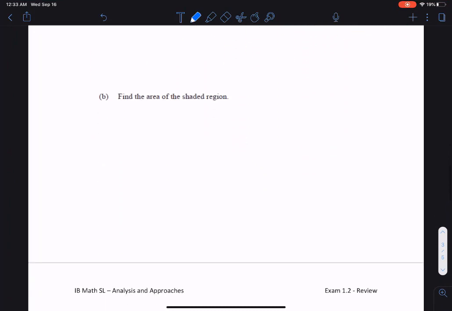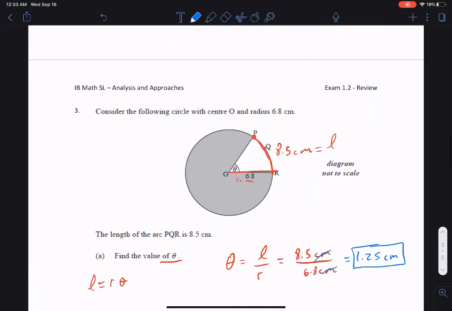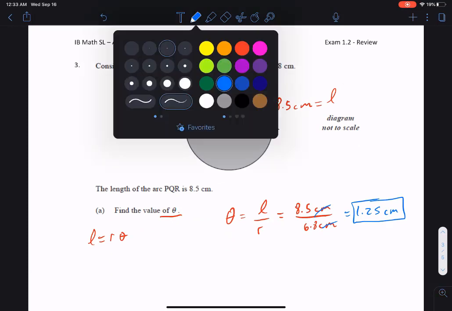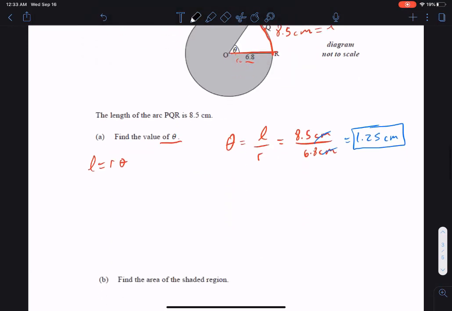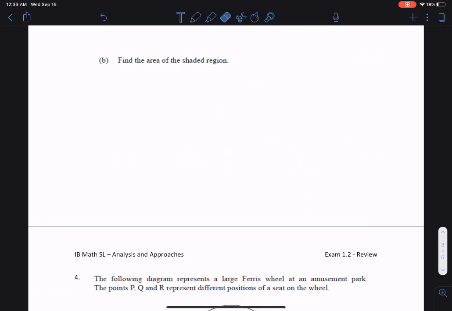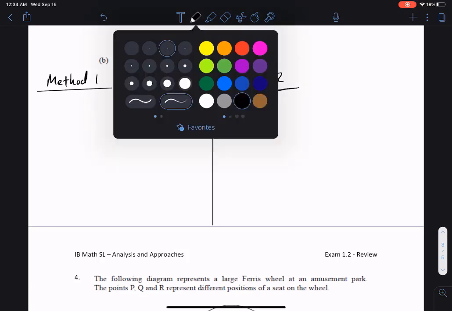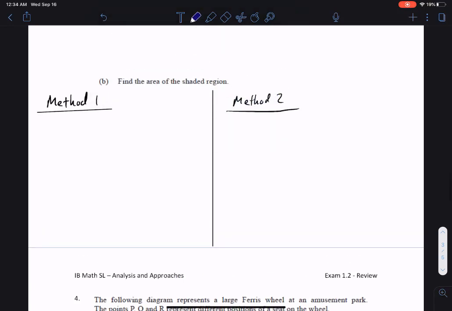All right, find the area of the shaded region. So they want the area of this part that's shaded. So there's two ways you can attack this question. There's usually more than one way to do something. So I'll have two methods here. I'll have method 1, and I'll have method 2. So I'll show you both ways.